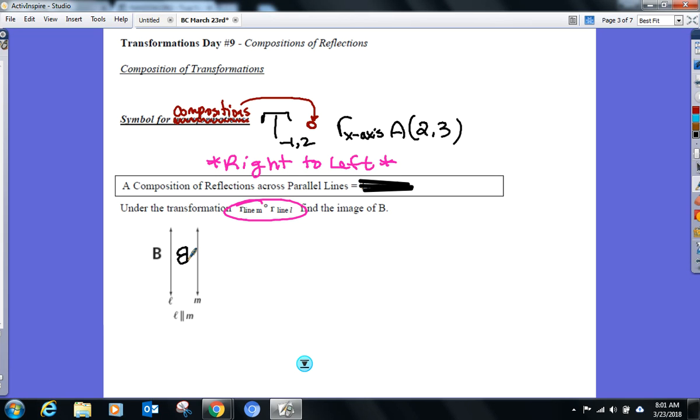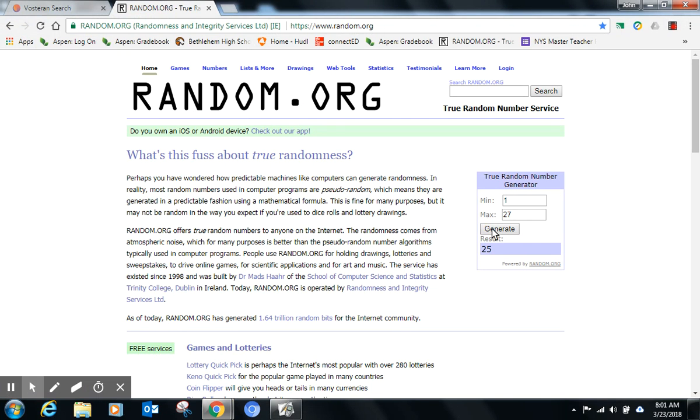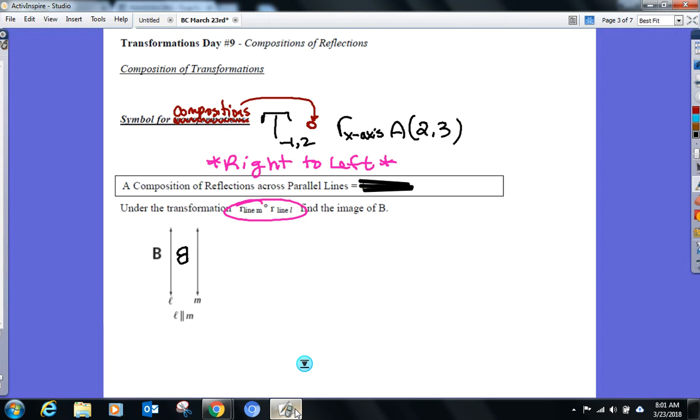Keep going to the left. Now I'm going to take the B I currently drew and reflect it where? Over line M. So go ahead, everyone. Take your B that you just drew, reflect it over line M.